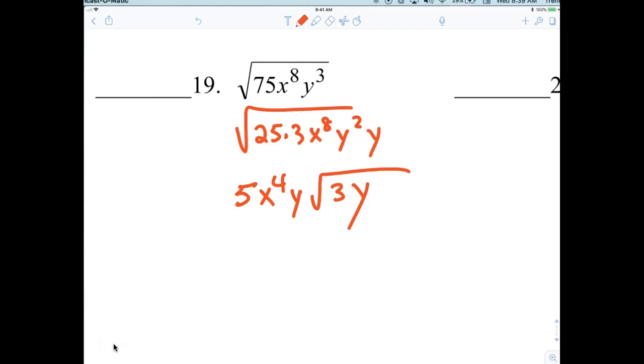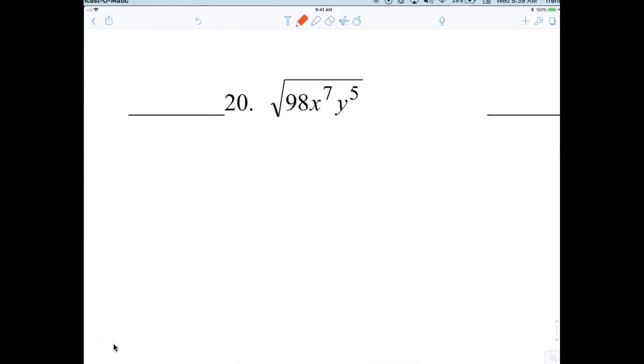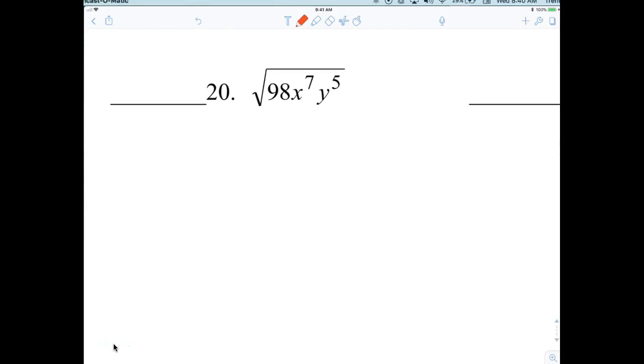X already came out. There wasn't any extra x's. Okay. All right, we're on 20 now. 98 breaks down to what? 14 times 7. No, 14 times 2. No. 49 times 2. X to the 6th, x. Y to the 4th, y.